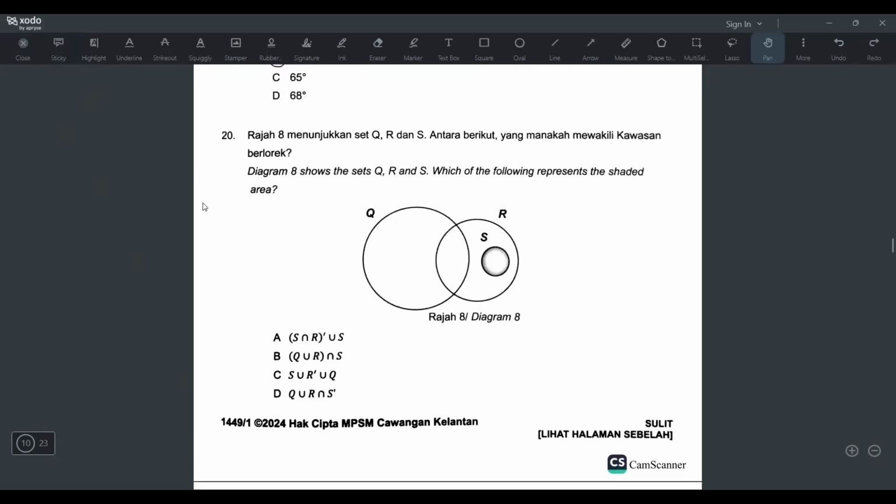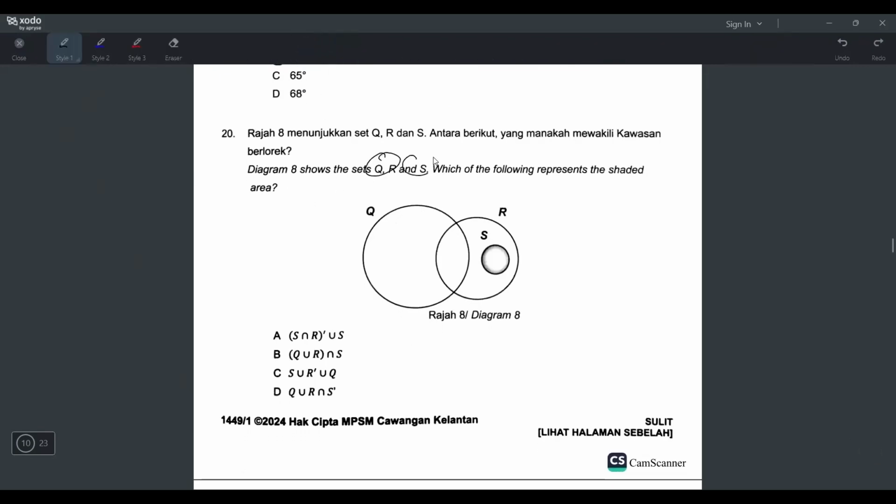Okay, let's continue with number 20. Diagram 8 shows the set Q, R, S. Which of the following represents the shaded area? Okay, where's the shaded area? Maybe it's here lah. I don't know. Yeah, maybe it's here. Okay, so let's assume it's here.